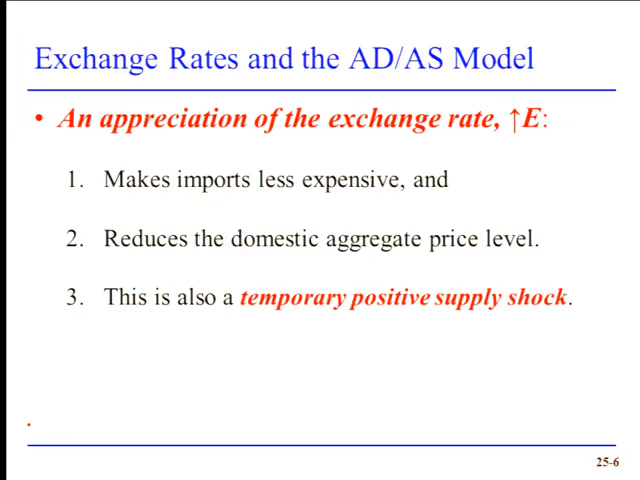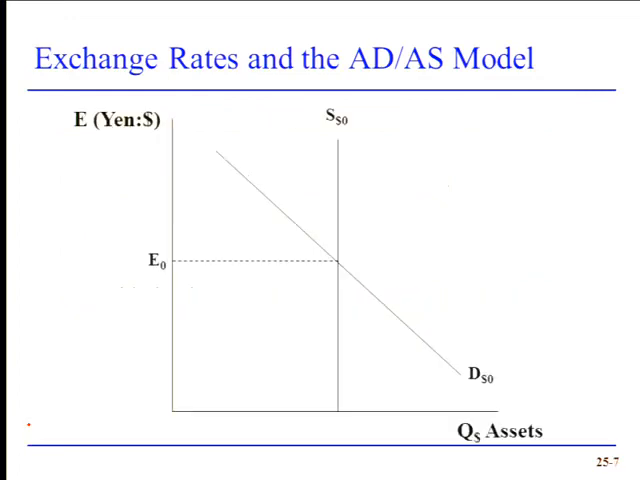So not only is an appreciation of the currency a negative aggregate demand shock, it is also a positive short-run aggregate supply shock. So the currency gives us a shock on both sides, both on the aggregate demand side in a negative way and on the short-run aggregate supply curve in a positive way. Okay, so let's see what this means.